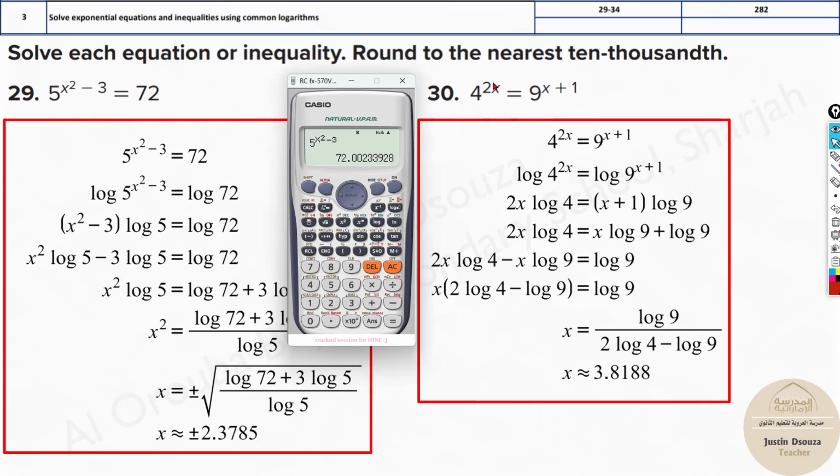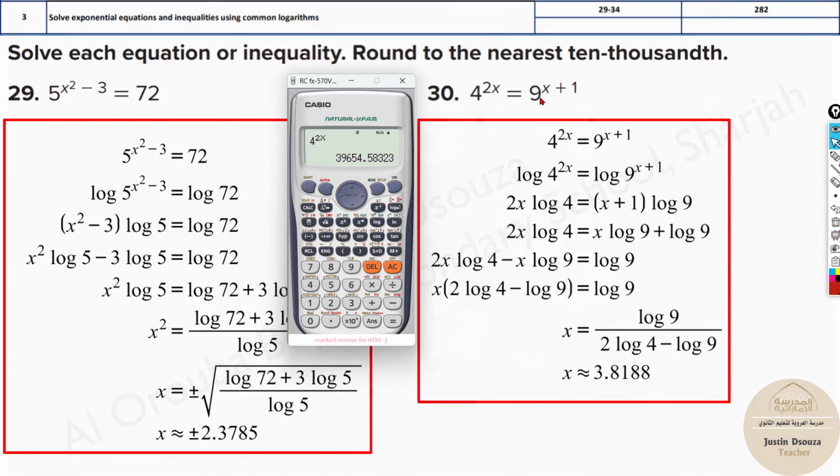What will you do in such cases over here? Same thing: type it out, 4 to the power 2 alpha x, and then calculate at all the four values and just write them on a piece of paper. So I will do it over here with the correct answer itself, calculated at 3.8188, and here you're getting 39.654.